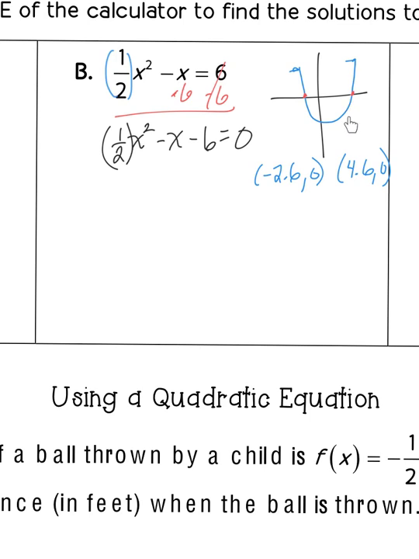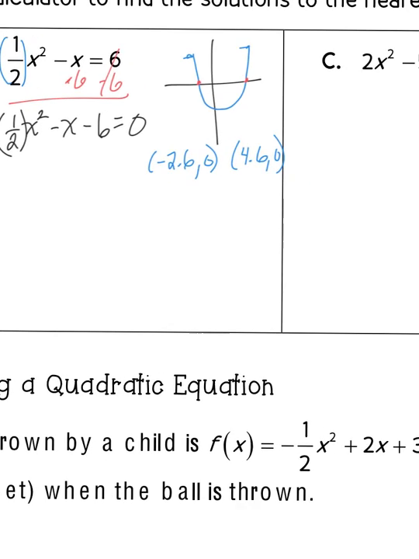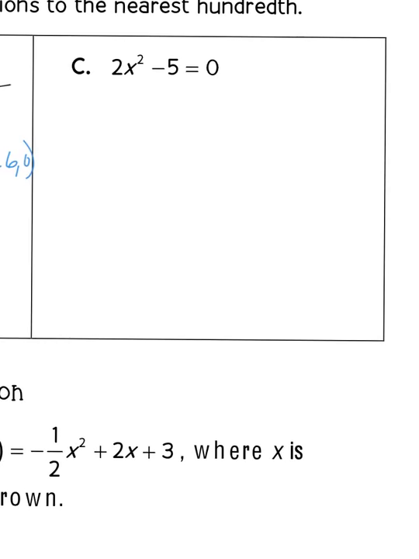Then to get this 0, your left bound should have been down here, right bound up here, and then you hit guess, and you get 4.6, 0. So now try C, now that you're an old hat. Pause the video and see how we do.